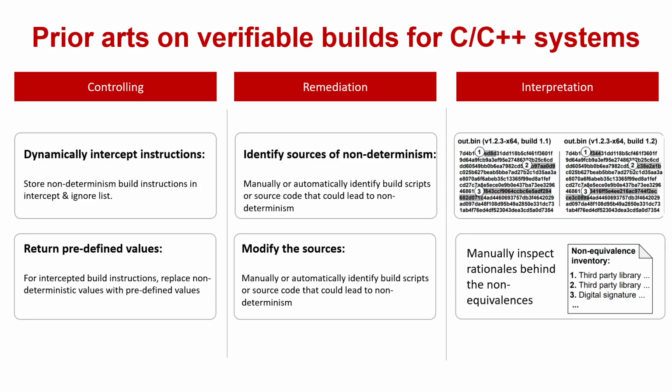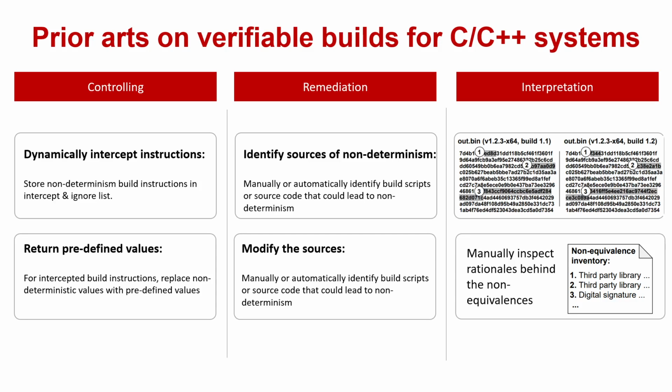For C and C++ projects, there are existing practices to tackle the verifiable builds problem. It is mainly achieved via three approaches shown here: controlling, remediation, and interpretation. Controlling is to first dynamically intercept build instructions and put them in a list. Then we return deterministic values, such as recorded values or predefined values, to eliminate the non-determinism.